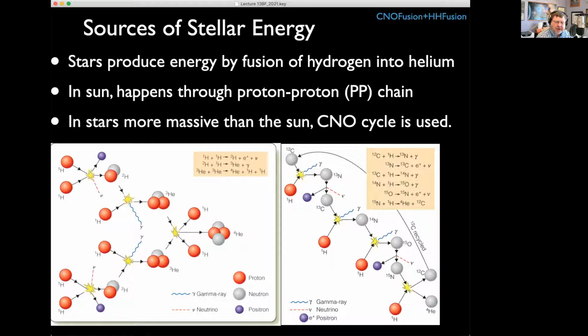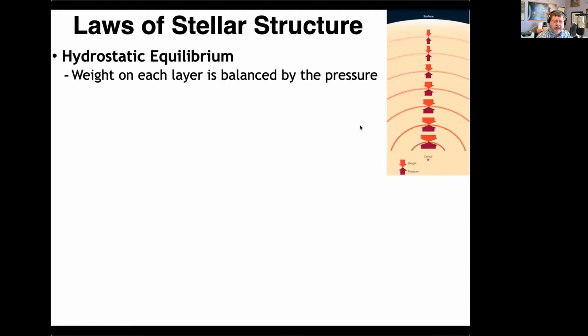Okay? In stars more massive than the sun, we have carbon going to nitrogen and oxygen. It's also known as the CNO cycle. That doesn't really happen in our star. Our star is not big enough or hot enough for that to happen. Okay. And this is just a refresher from last time.